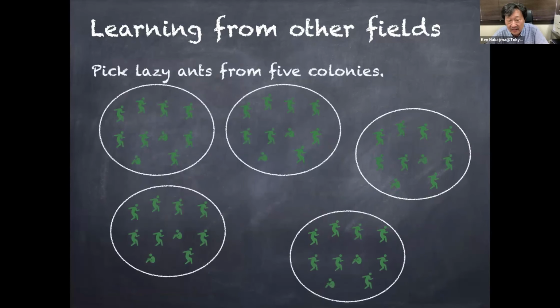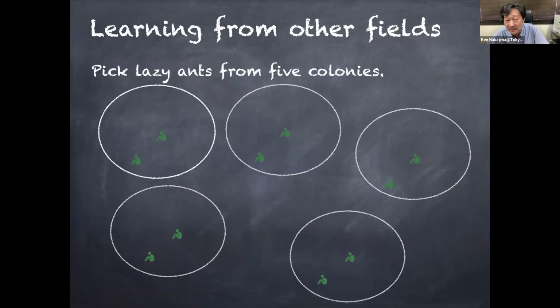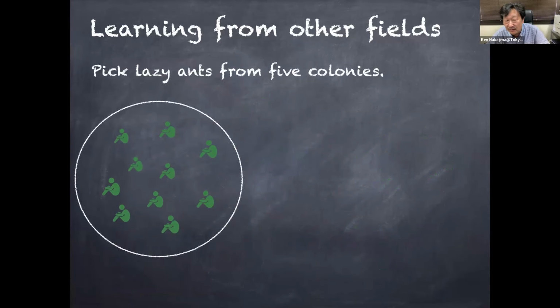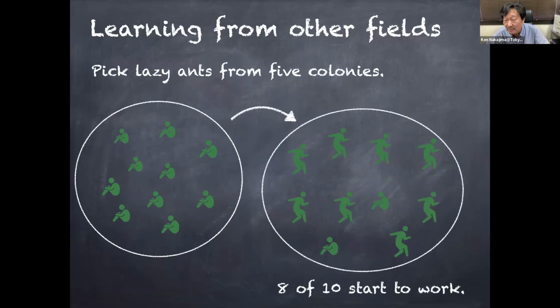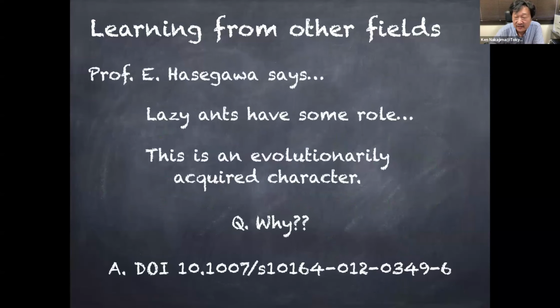But if you pick up the lazy workers from different colonies and get them into one colony, what's going to happen? This colony will die, but no. Then 80% of the lazy ants start to work. Very interesting. So this means that the 80% to 20% relationship may have some biological meaning. That was his research point. Yeah, and I will not go into the details of his idea, but if you are interested, please have a look at this paper.